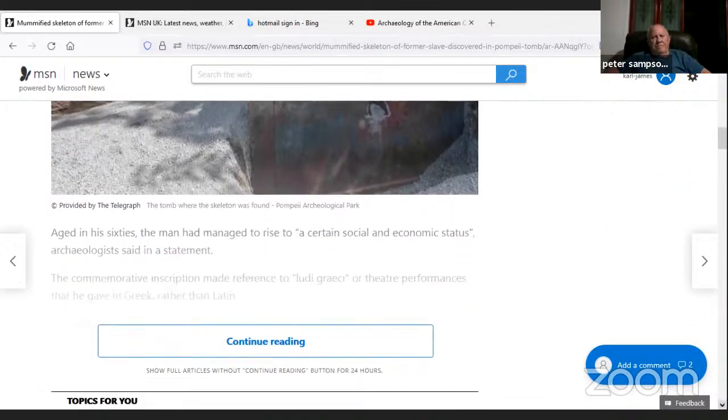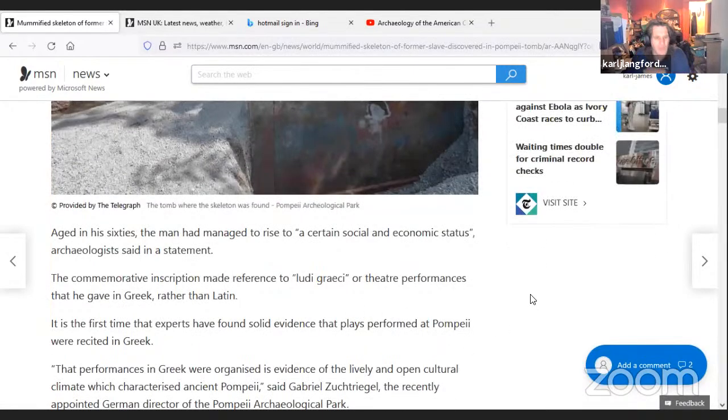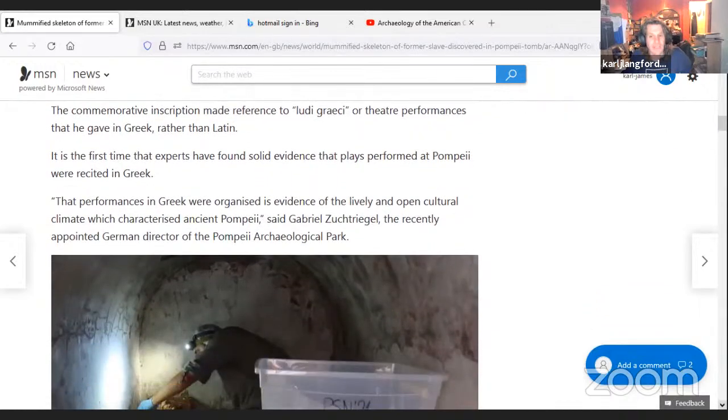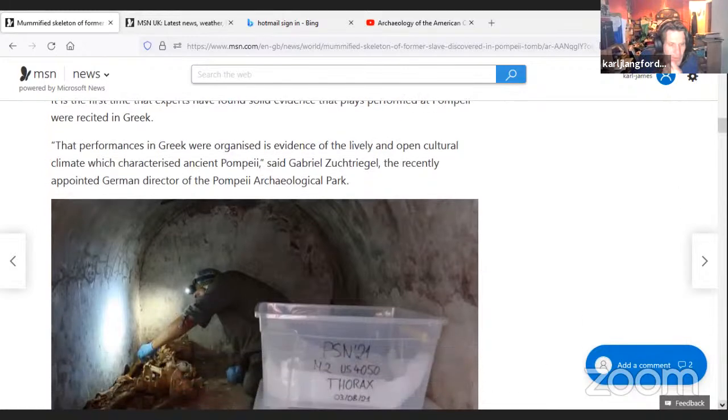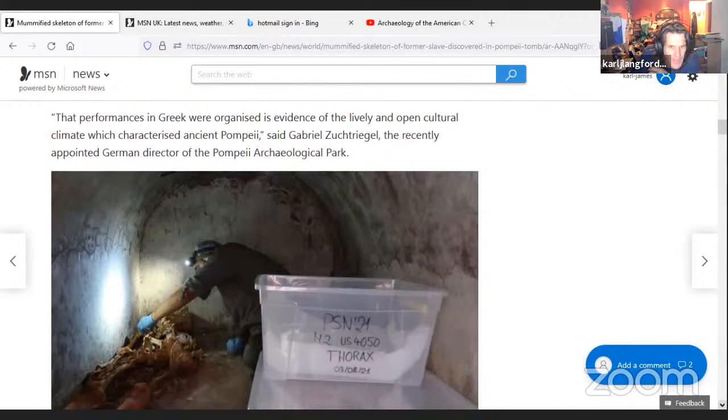Aged in his 60s, the man had managed to rise to a certain social and economic status. The commemorative inscription made reference to Laudae Graciae, or theatre performances that he gave in Greek rather than Latin. Greek slave by the looks of it. It is the first time that experts have found solid evidence that plays performed at Pompeii were recited in Greek. That performances in Greek were organized is evidence of the likely open cultural climate which characterized ancient Pompeii.